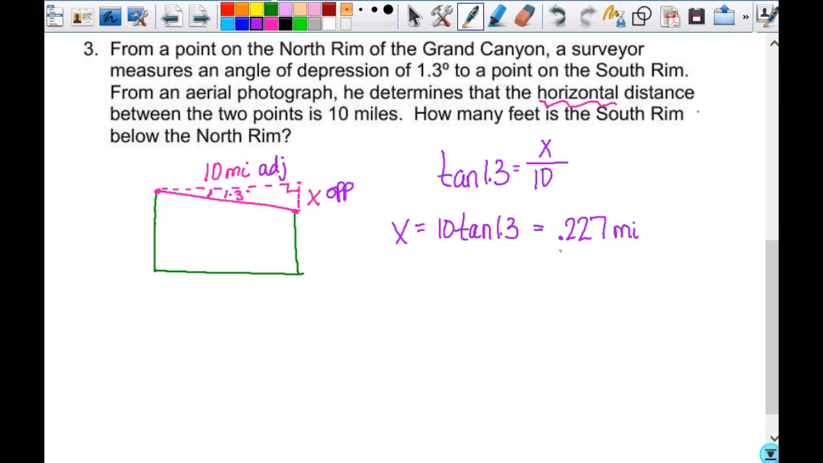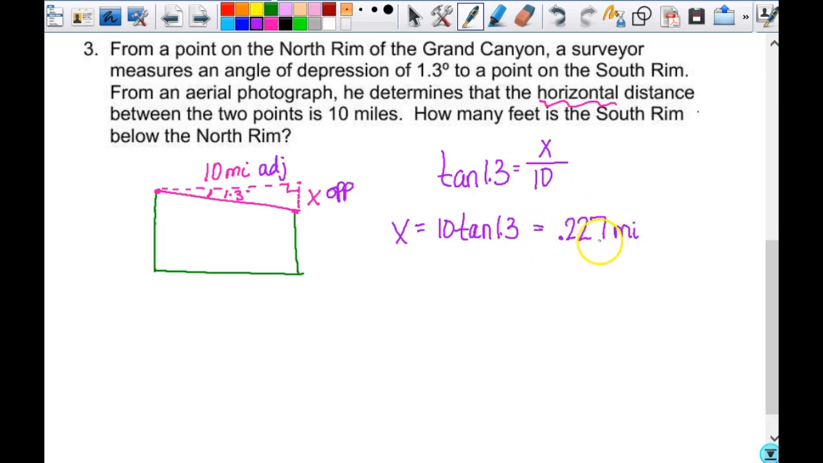But now I need to convert. How many feet are in a mile? 5,280. That's something you need to know, just like life in general, one of those things, just commit it to memory. Do I take this number and multiply it by 5,280? This particular number right here?